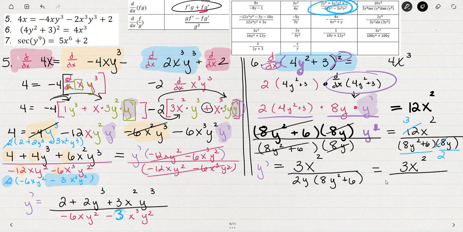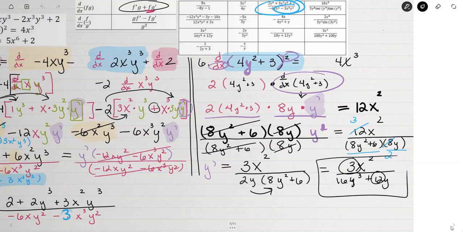But if I do multiply it out, we'd have a 3x squared and then 2y times 8y squared, 16y cubed, 2y times 6 plus 12y. Don't get caught into this trap of thinking, I can divide the 3 and the 12. You can only divide them if the term is a factor, right? If it's a factor, not if it's a term. So that's it for number 6.